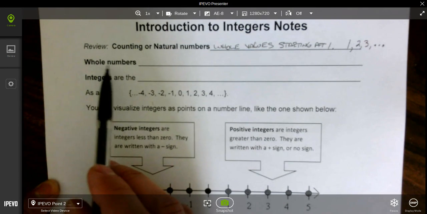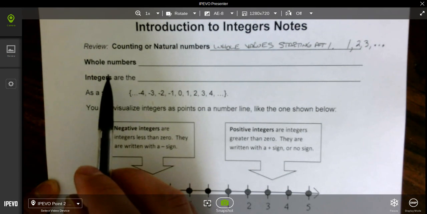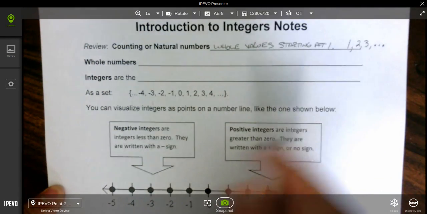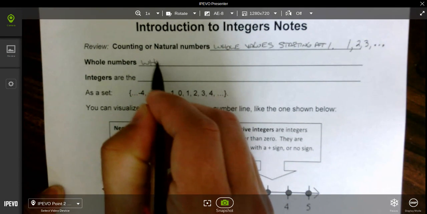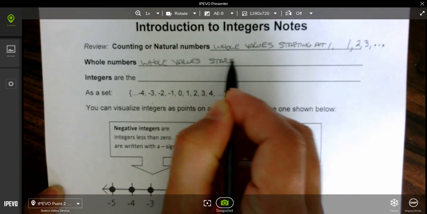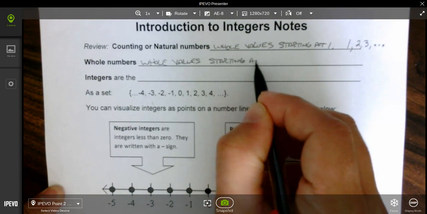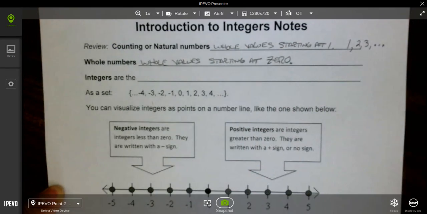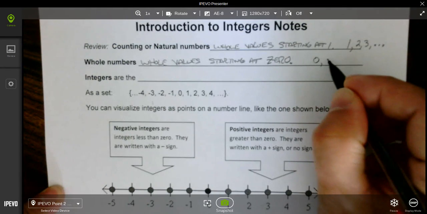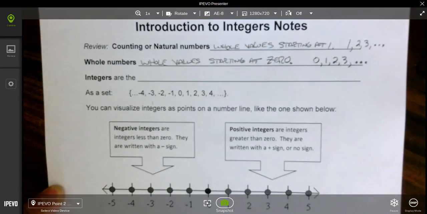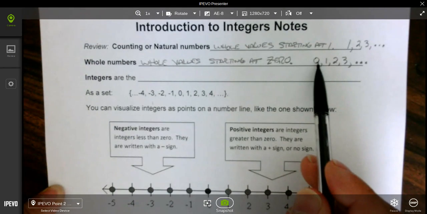Whole numbers are very similar to the counting and natural numbers. They also don't include fractions or decimals, but unlike counting numbers, where they start at 1, whole numbers are whole values starting at 0. If we make our list this time, we're going to have 0, followed by 1, 2, 3, etc. forever in that direction. So when we have whole numbers, we gain the number 0.